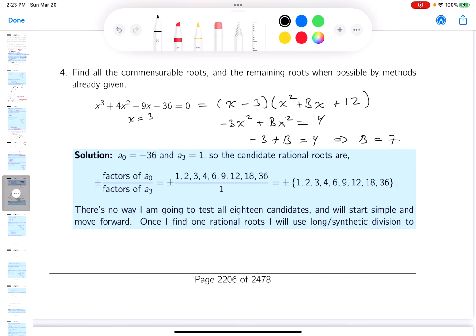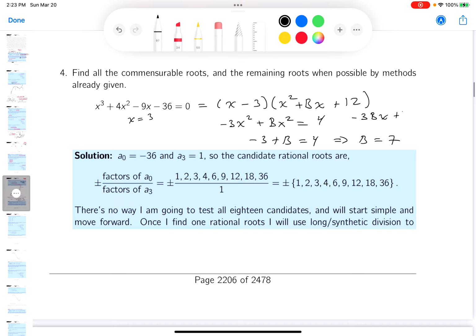But you know what? Maybe I made a mistake. So what I want to do is also see if the x terms match up, all right? So what's it going to be? Minus 3bx, and then what else would you get? You get 12x, right? That should be equal to minus 9. And what do you get? You get minus 21x plus 12x, and that in fact would equal minus 9. So I'm convinced the b is 7. So let me get my eraser out, and I'll put 7 here.